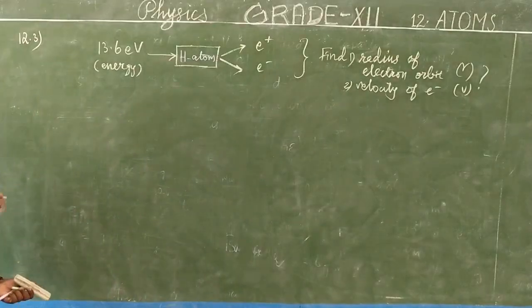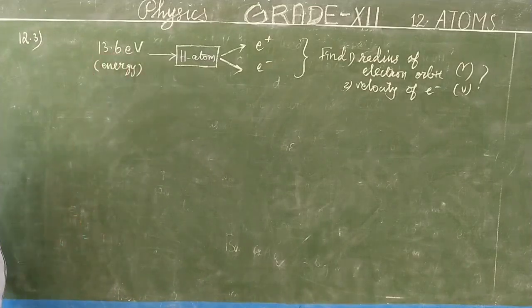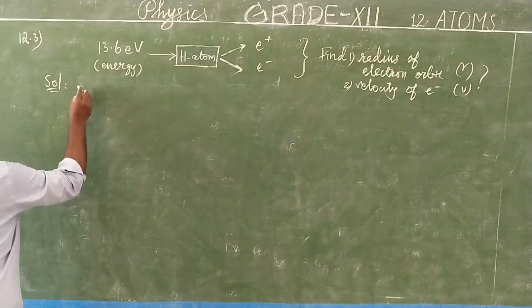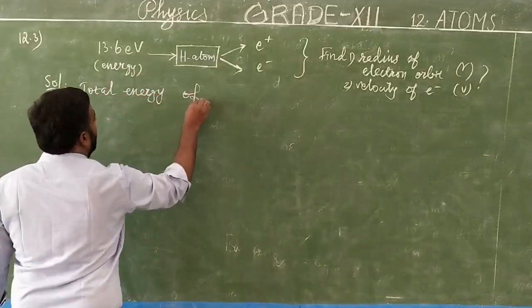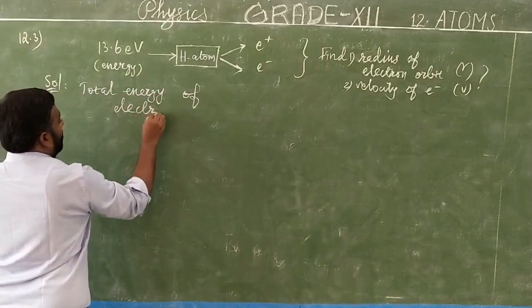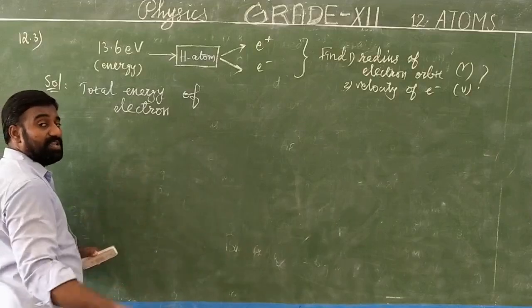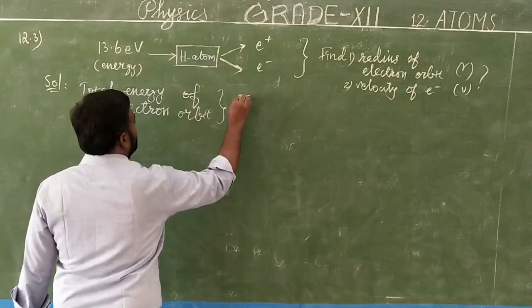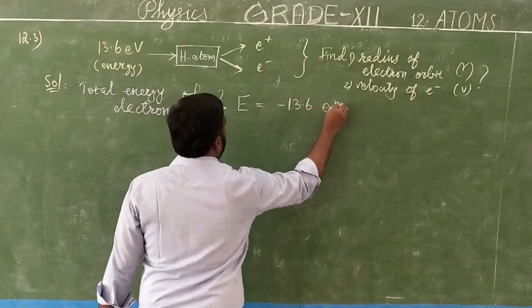Last class we saw, in an electron orbit, what is the total energy? It is negative. The question didn't give it directly, they mentioned only 13.6 electron volt. But from the concept you should know the total energy of an electron orbit is negative, that's why the electron is bound to the nucleus. If the total energy is positive, the electron may move away from the nucleus. So we should take this value as minus 13.6 electron volt.